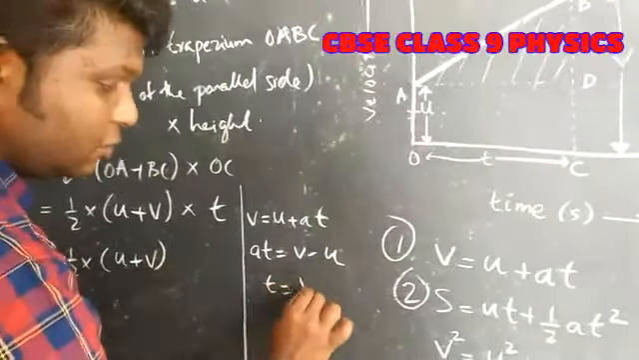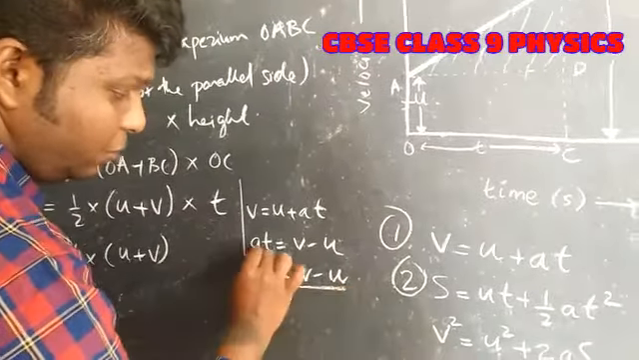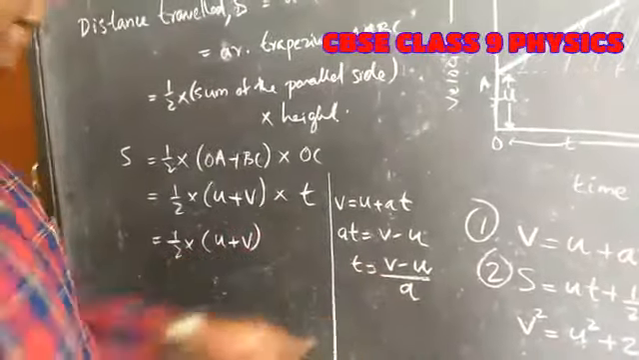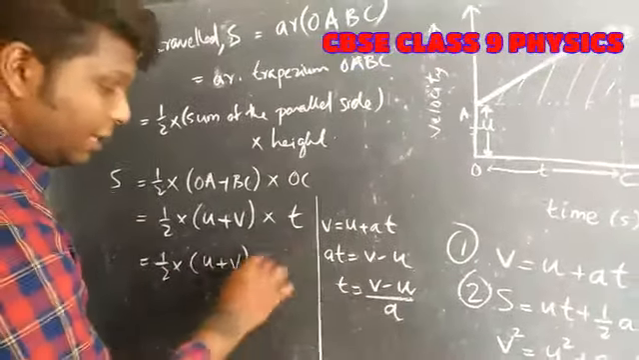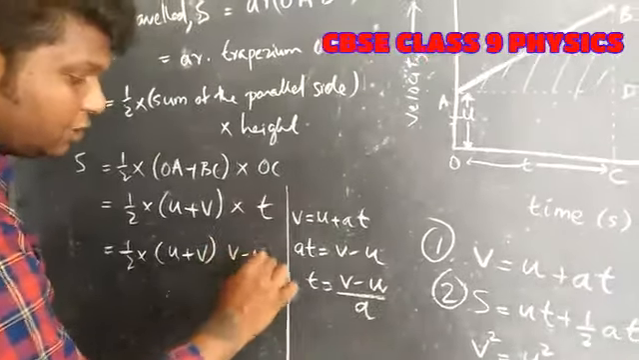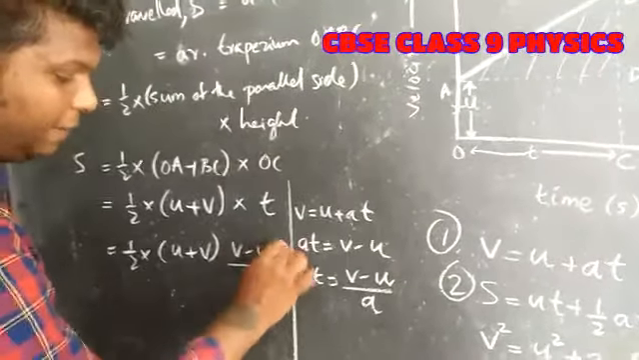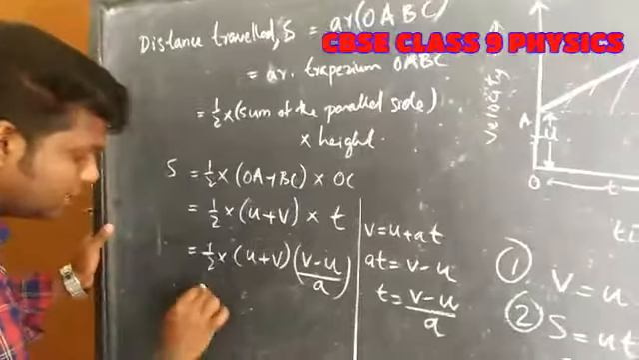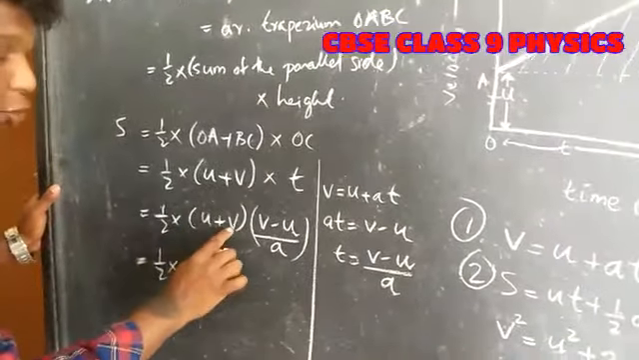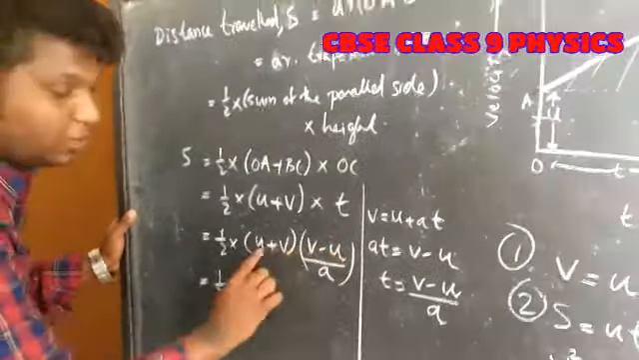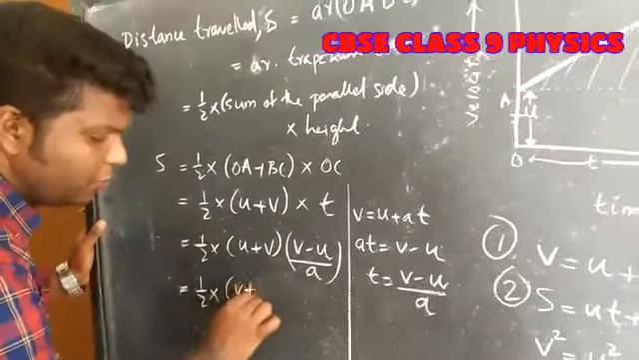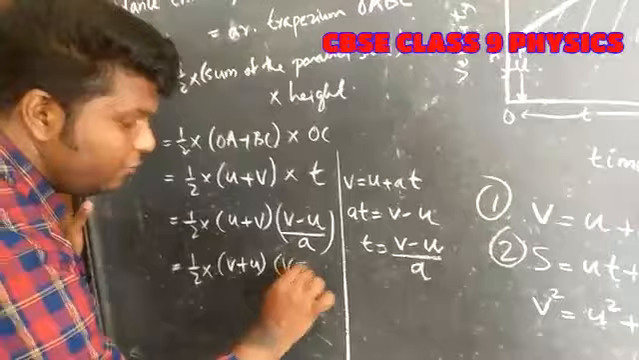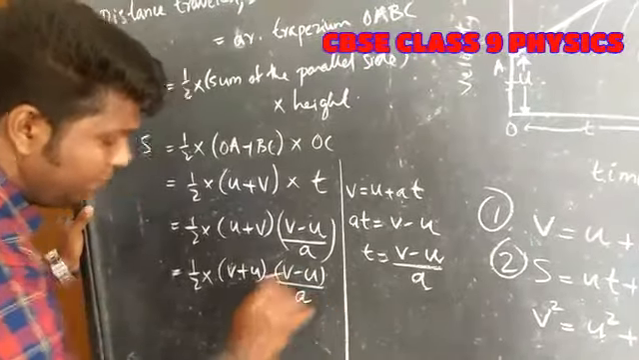From this one, if you bring this A to here, T is equal to V minus U by A. So instead of T, I can substitute the value V minus U by A. So here S is equal to half into U plus V into V minus U by A. Here I can write this as V plus U, because U plus V and V plus U are both the same.